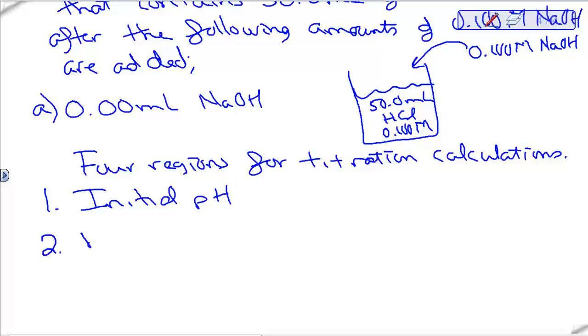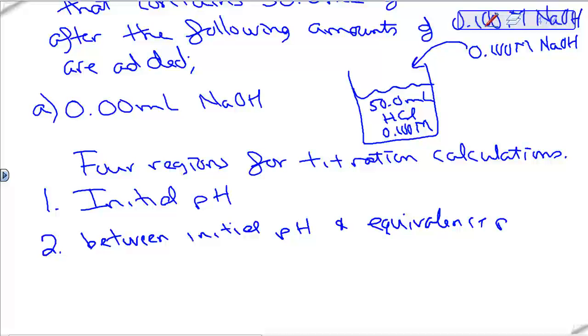After that, you have between initial pH and equivalence point. The equivalence point is that point where the amount of original substance, in our example acid, and the amount of the thing that's being added, in this case the sodium hydroxide, are stoichiometrically equivalent, meaning they are both consumed. They are both the limiting reactant. That's what equivalence point is. Number 3 is the equivalence point itself. And number 4, after equivalence point.